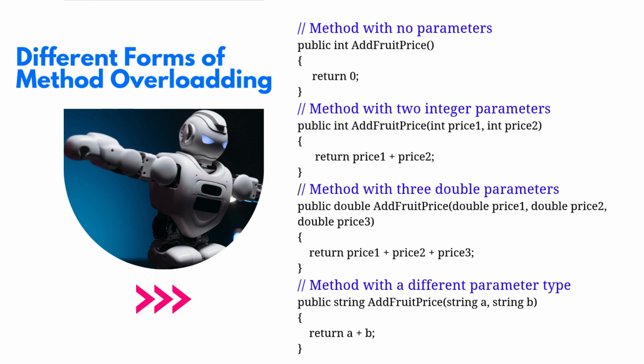This example demonstrates method overloading, where multiple methods have the same name addFruitPrice but different parameter lists. Each method performs a similar task but handles different numbers or types of parameters: no parameters, integers, doubles, or strings. The compiler decides which method to call based on the arguments passed at runtime. This improves code readability and allows flexible usage of the same method name.